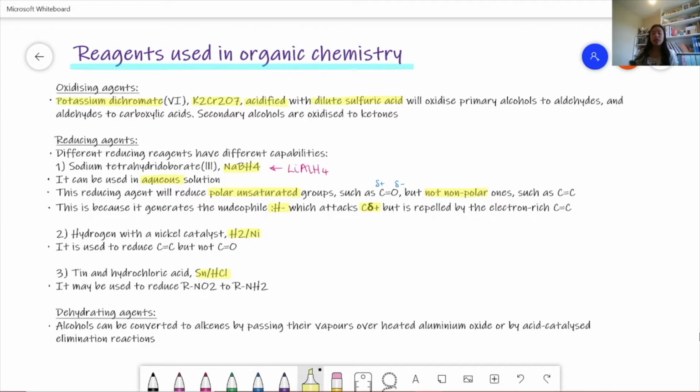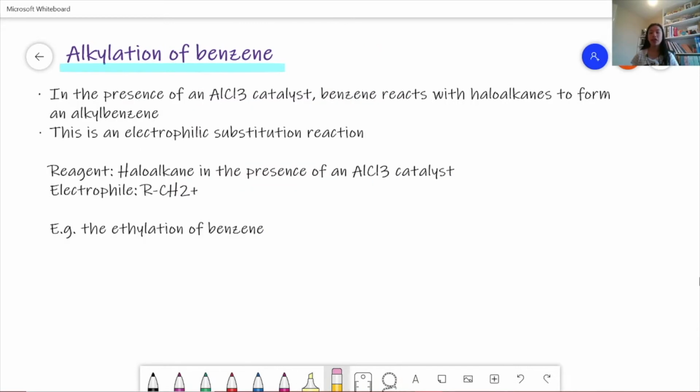And then finally, we need to know about dehydrating agents. So alcohols can be converted to alkenes by passing their vapors over heated aluminium oxide or by acid-catalyzed elimination reactions. Now we're going to have a look at the alkylation of benzene. So this is one of the methods we can use to add more carbons onto aromatic compounds.